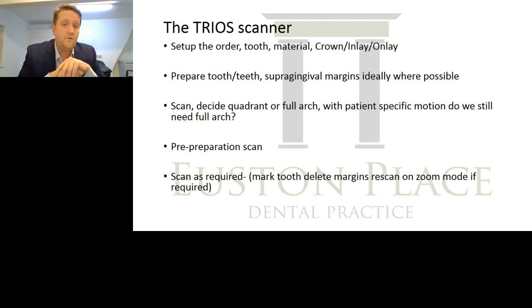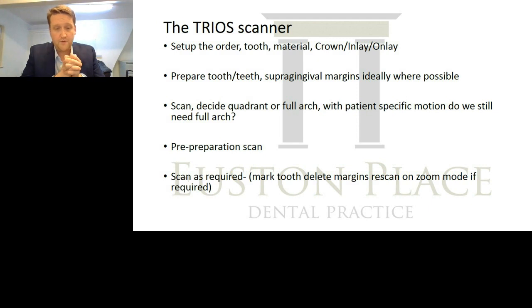Then you decide whether you want a quadrant scan or a full arch scan. To be honest, with patient-specific motion, I don't think I do as many full arch scans for single restorations, just because you don't need the teeth on the other side and put it into a virtual articulator to show where those excursive movements are going to be, because you're copying the patient's natural excursions using the patient-specific motion.